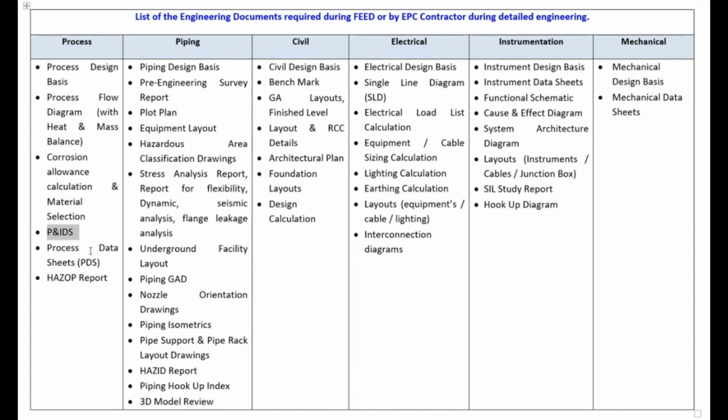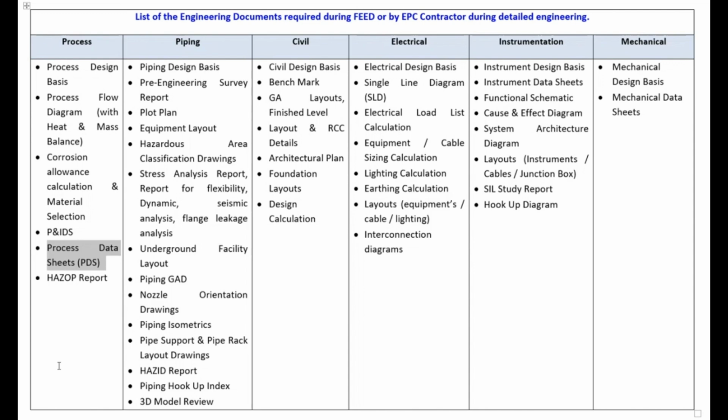We are all very familiar with it. Then come the process data sheets. The process data sheets will be developed for each and every equipment available in that P&ID. If you have a header, there is a process data sheet for the header. If there is a separator, there is one for the separator. If there is a pump, there is one for the pump. If there is a temperature sensing, a level sensing, or a control valve, there is a process data sheet for that also.